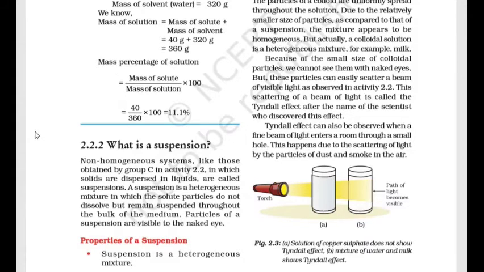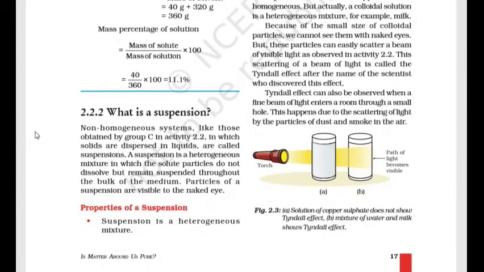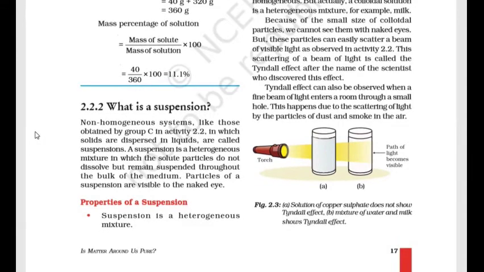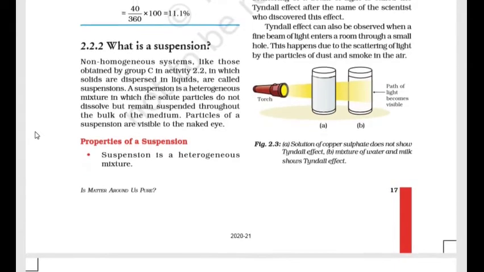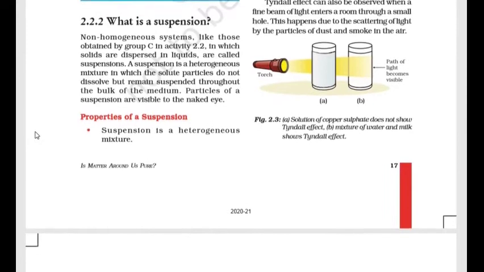Because the size of the particles is very small, we cannot see them with the naked eye, right? But they can scatter a beam of light, or we can say they are big enough to scatter a beam of light passing through them. It is a phenomenon known as the Tyndall effect, which is the scattering of a beam of light, right? We can take the example of a mixture of water and milk, which can show the Tyndall effect, as it is clearly shown in this diagram.